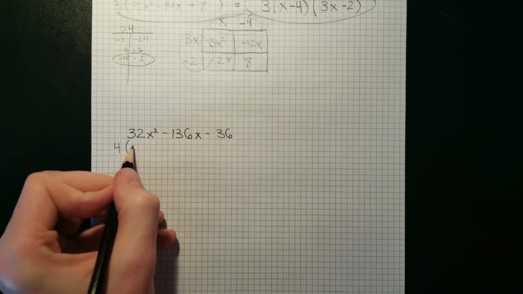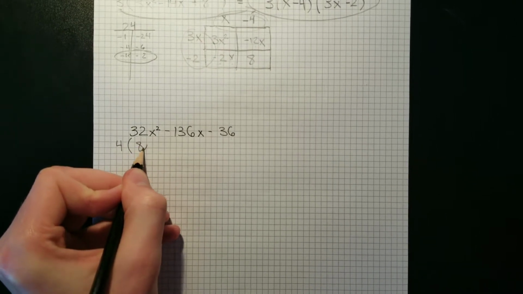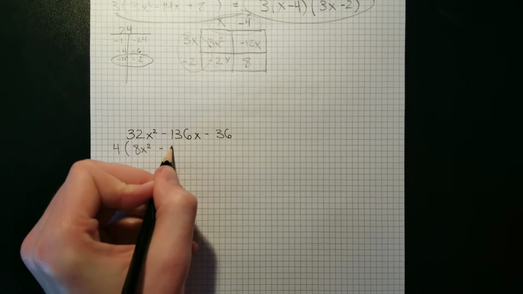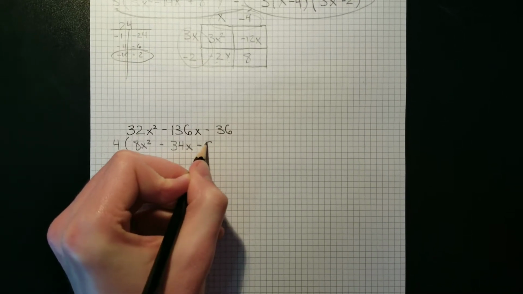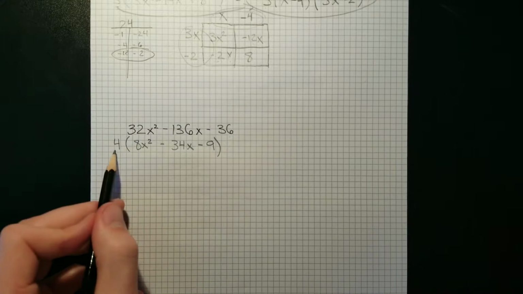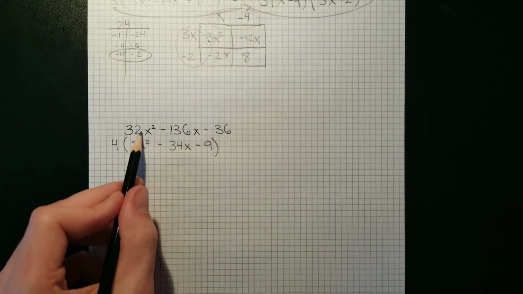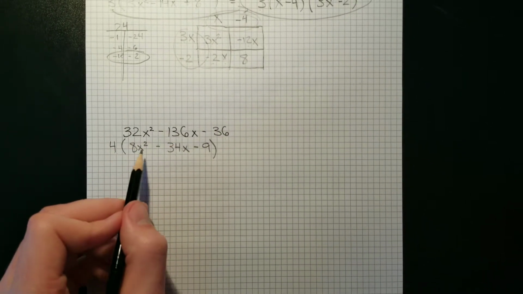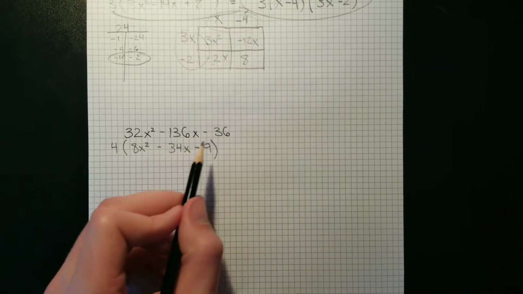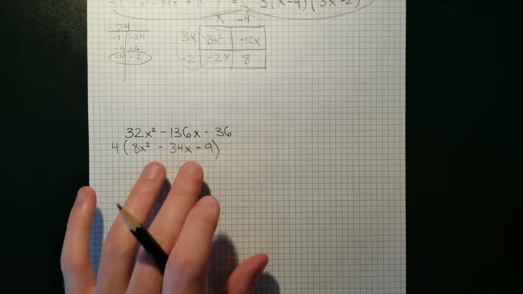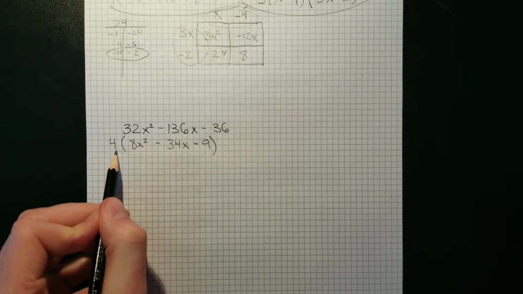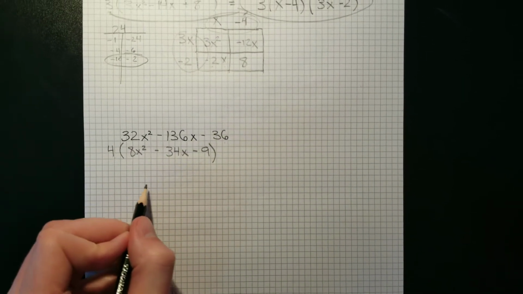So divide everything by 4, and that gives us 8x squared minus 34x minus 9. Okay, so everything's a little bit less. 4 times 8 is 32. 4 times negative 34 is negative 136. 4 times negative 9 is negative 36. So all of this would work out. We have to factor the stuff inside now. So again, ignore the 4 for now. We're going to factor the insides.